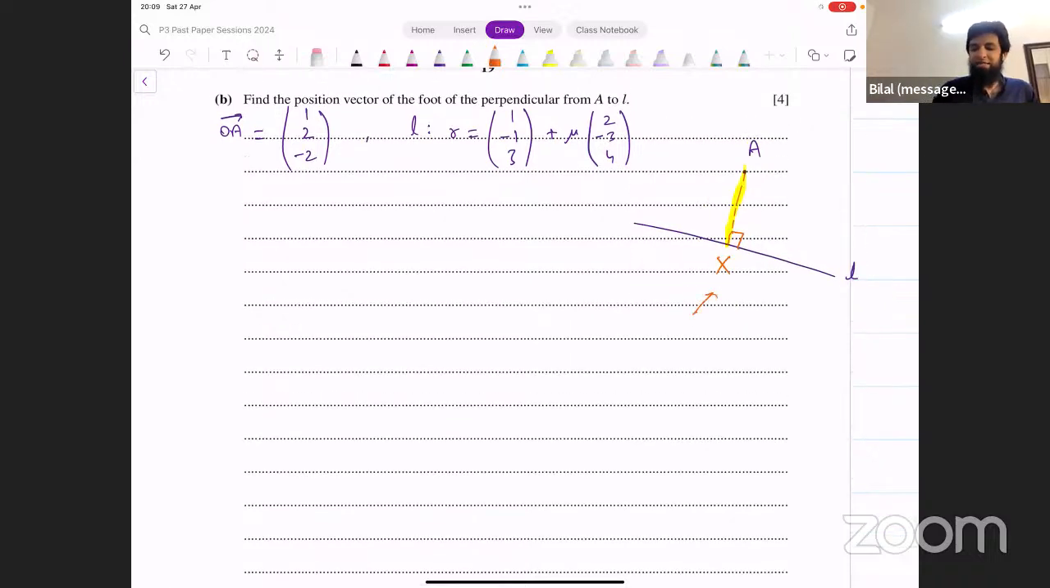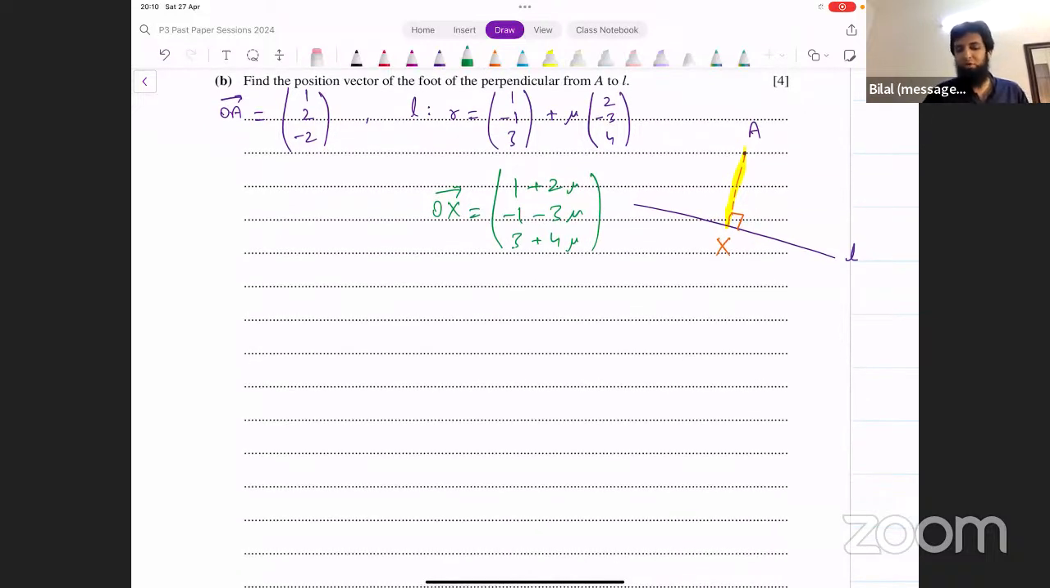Now, since point X lies on the line, what does that mean? What is the position vector of X going to look like? OX will be the same form as the equation of the line. So it would be 1 plus 2 mu, I'm just writing this in simplified form, minus 1 minus 3 mu, 3 plus 4 times mu. That's OX, right? And the problem is we need to find out what the value of mu is. And then we would get that point OX.